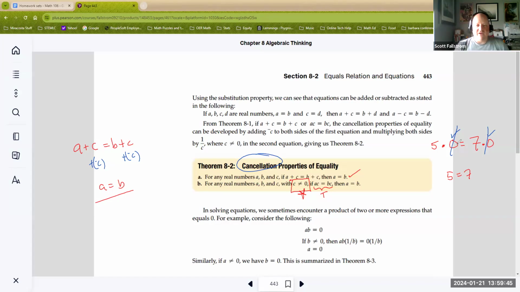So we want to be very careful. This works every single time except when it's 0. So if you meet this part and it's not 0, I guarantee you the next one's going to be true.